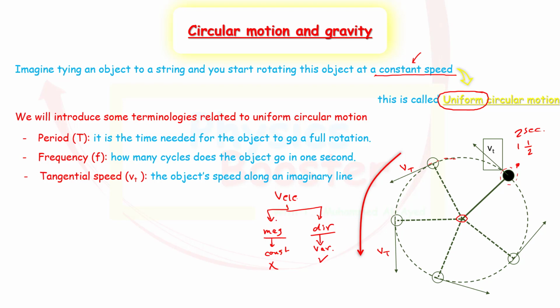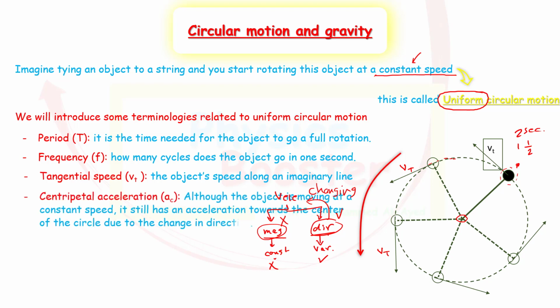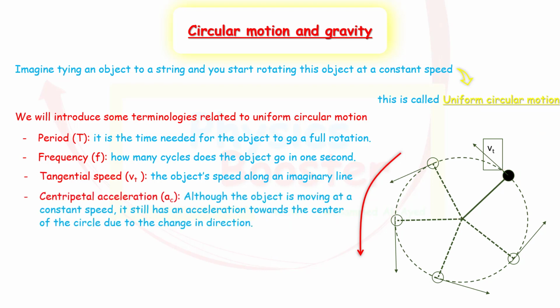And since velocity is made of two important factors, which are magnitude and direction, and one of them is constant and one of them is variable, this means that the velocity is changing. So we have constant magnitude but changing direction. So this means that we have changing velocity. And if we have changing velocity, this means that we have acceleration. So we can say that centripetal acceleration: although the object is moving at a constant speed, the velocity is not changing in magnitude, it still has an acceleration towards the center of the circle due to the change in direction.